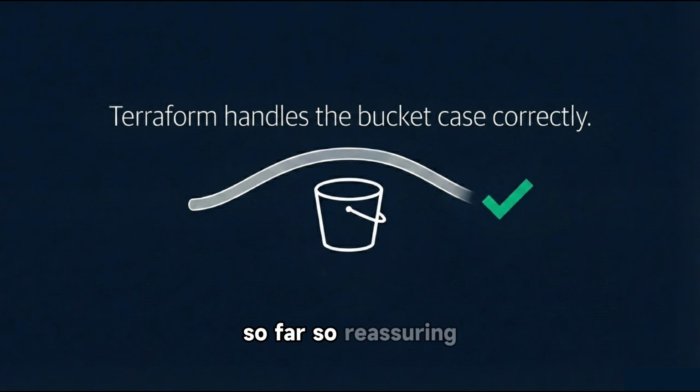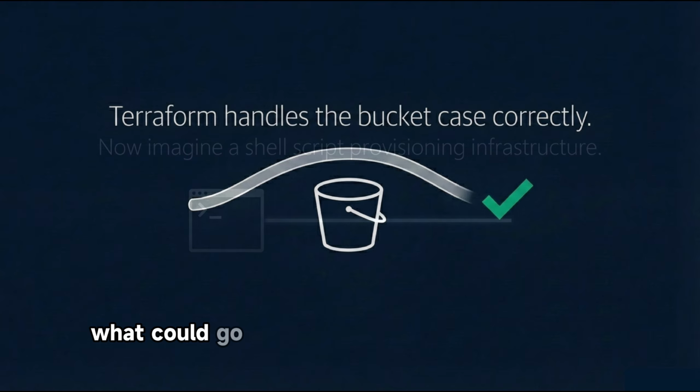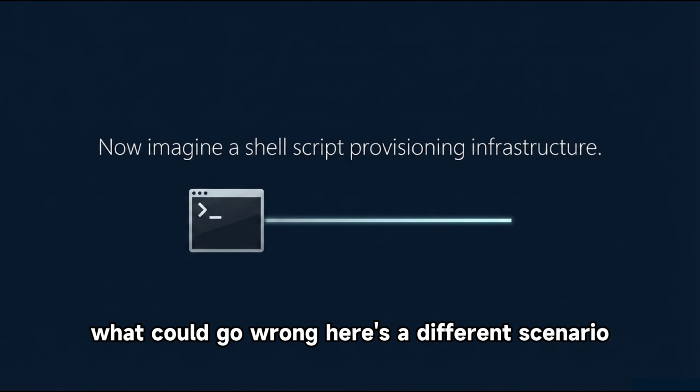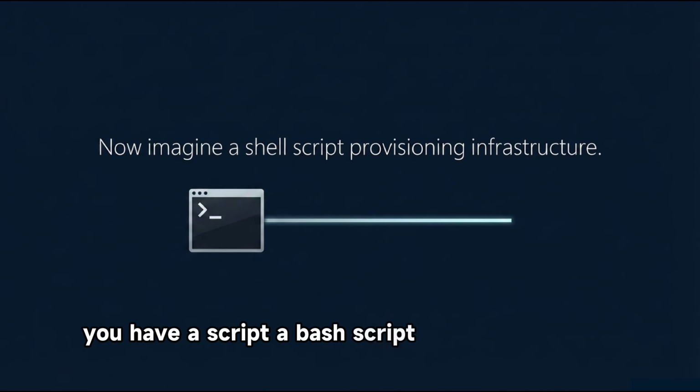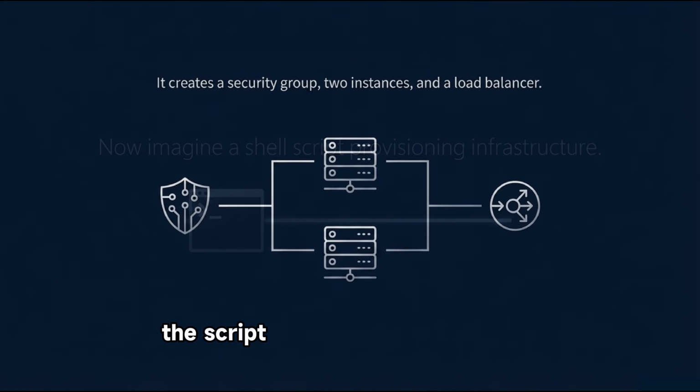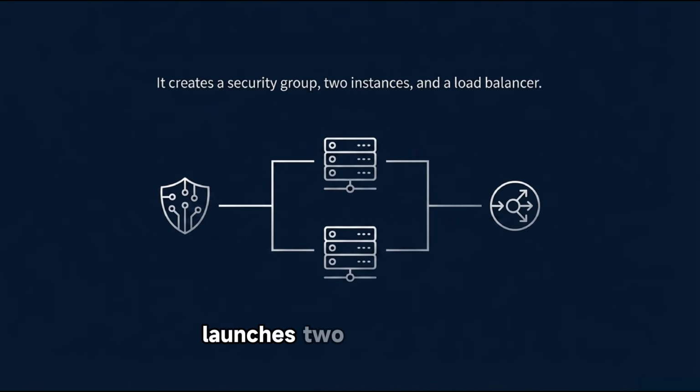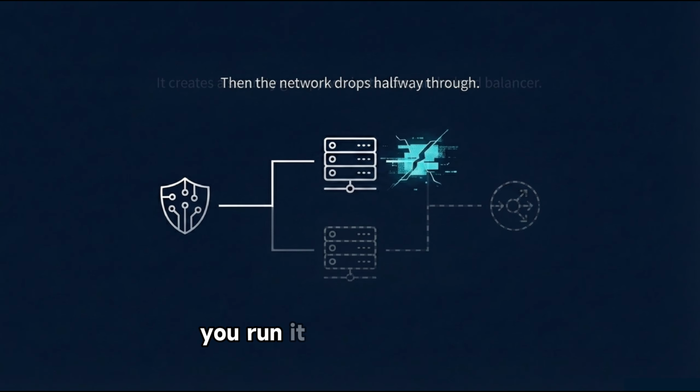So far, so reassuring. Terraform handles the bucket case correctly. What could go wrong? Here's a different scenario. You have a script, a bash script, or a Python script, or a sequence of AWS CLI commands that provisions an environment. The script creates a security group, launches 2 EC2 instances, and registers them with a load balancer. You run it. Partway through, the network connection drops.